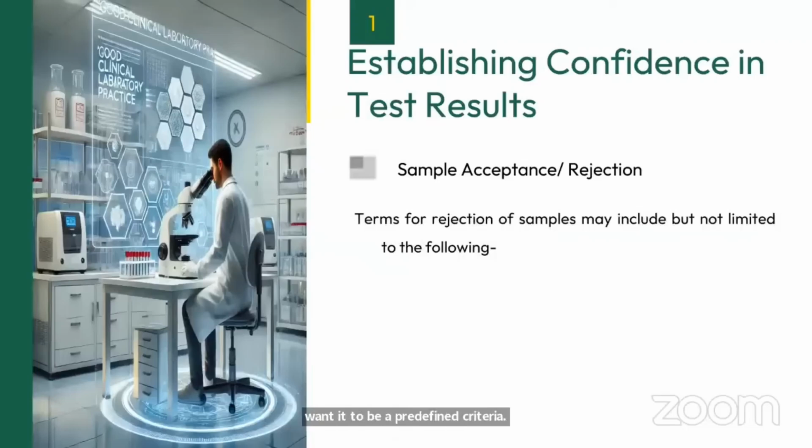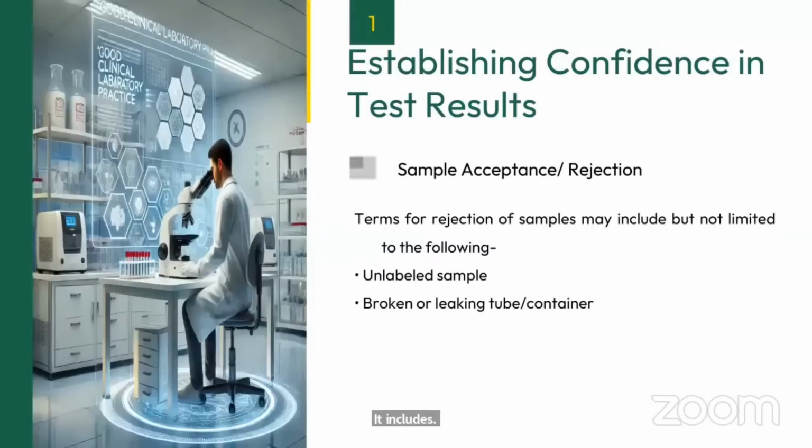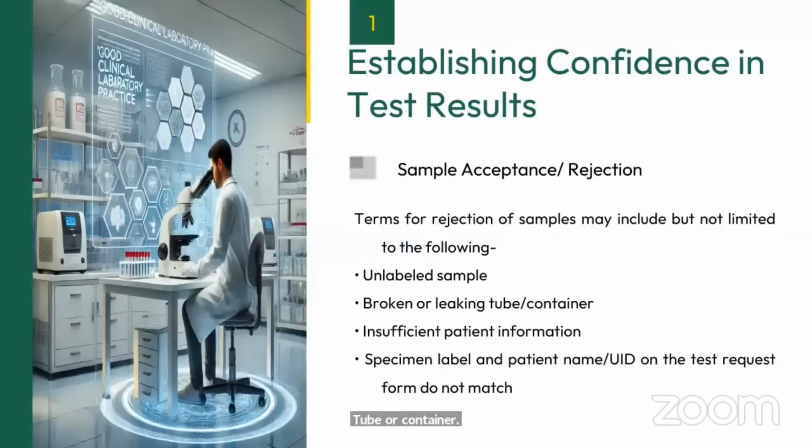Terms of rejection of a sample may include, but are not limited to, the following. So what can be the rejection criteria defined by the laboratory? Here is a list of some criteria we have mentioned as per the ICMR guidelines, but as you have seen, it is mentioned that it is not limited. So you can have your specific criteria as per the requirement of the test, specific examinations and specific samples. It includes unlabeled samples, broken or leaking tube or container, insufficient patient information, and the specimen label and patient name or UID not matching the test record.